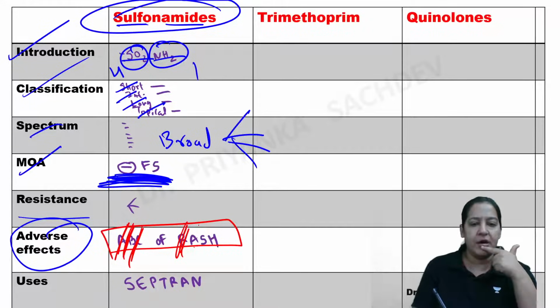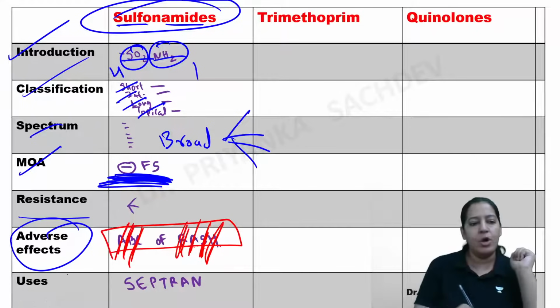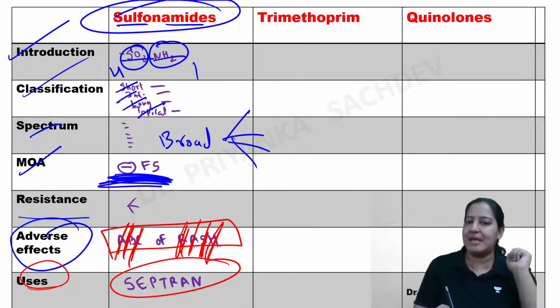What was A? I forgot it. A is acetylation. S and H: S is SLE and H is hemolysis and G6PD deficiency. Yes or no? Uses, we have just discussed, the mnemonic is Septron.